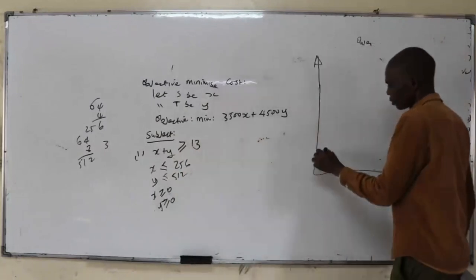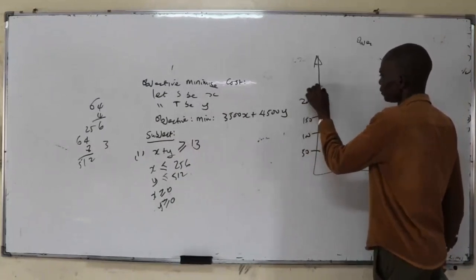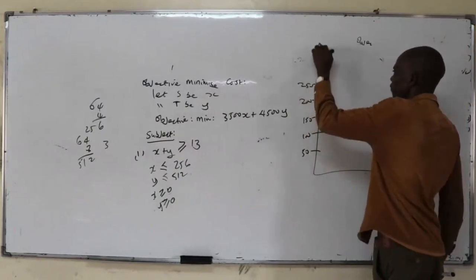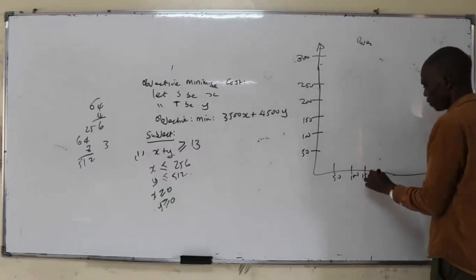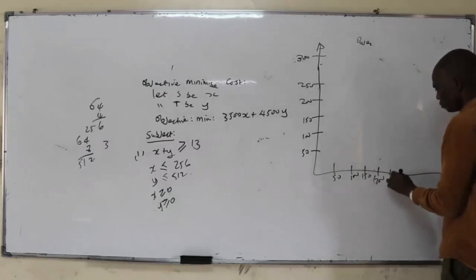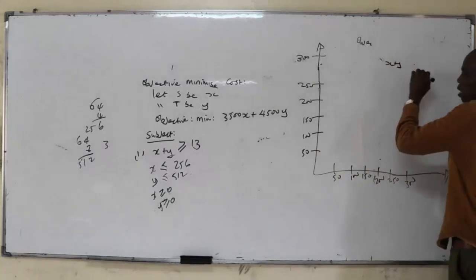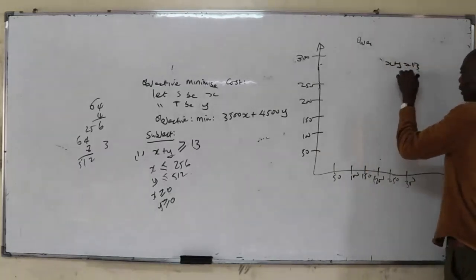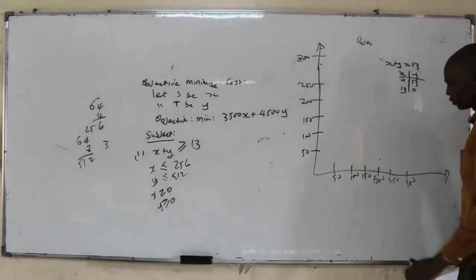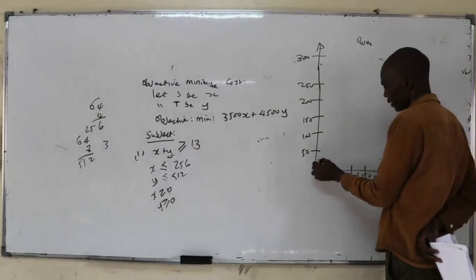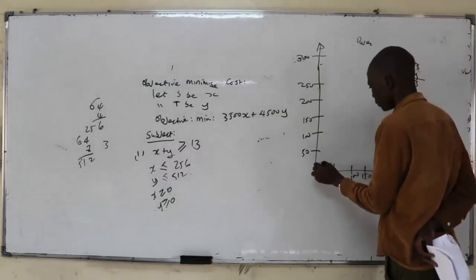So we can have 50. So let's see. This is 50, this is 100, this is 150, 200, 250, can have 300. Again, this one is 50, this is 100, this is 150, this is 200, this is 250, this is 300. Then, as we saw with the other one, X plus Y is equal to 13. So when X is 0, Y is 13, and when Y is 0, X is 13. So 0, 13 is somewhere there. And 13, 0 is somewhere there.